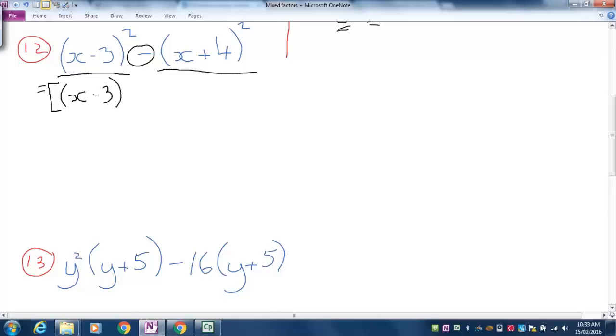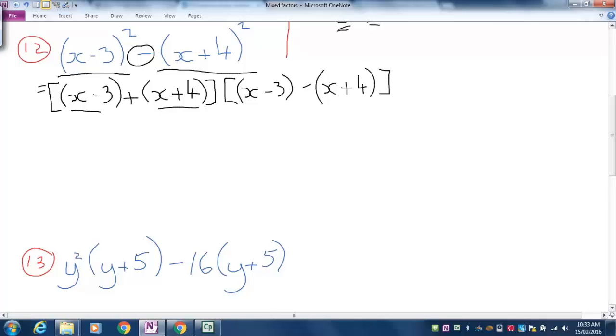And then I add the square root of the second set of brackets. And the square root of x plus 4 all squared is x plus 4. And close those brackets. In my second set of brackets, I'm going to have each of these terms, but I'm going to have a minus in between instead of a plus. So I get x minus 3, close bracket, minus x plus 4.